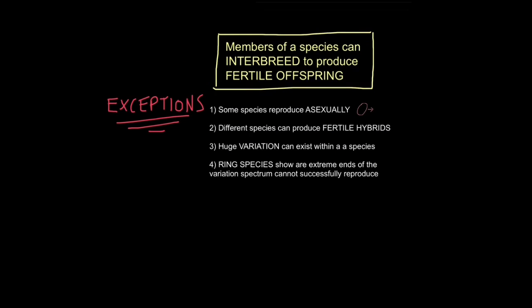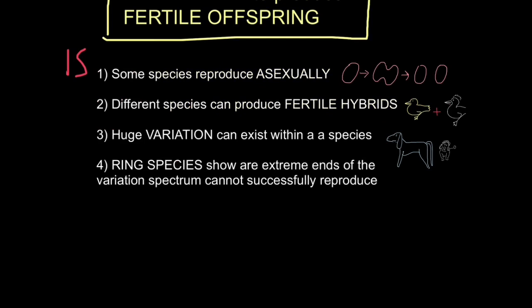Now, although this may seem like a nice, tidy definition, there are always exceptions to a rule in science. So firstly, some species reproduce asexually. So in other words, bacteria or prokaryotes, they don't require another partner to reproduce. They make clones of themselves through a process called binary fission. So you can see here the cell is just dividing to make a clone of itself. So that's a pretty major exception for one definition to ignore an entire kingdom of organisms.